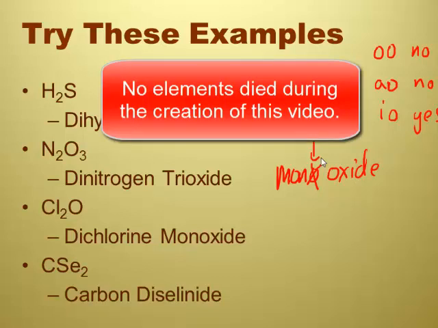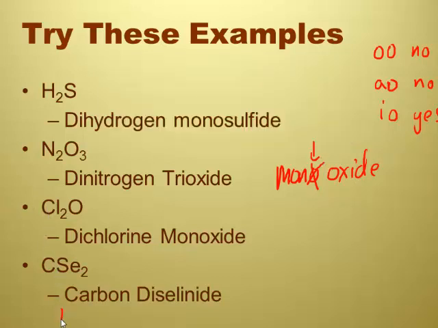And the other reason why I like to tell people that we don't use mono is because sometimes in storerooms people like to put things alphabetically. Just imagine how many chemicals would be on the M shelf. You'd need a bigger boat. You'd need a bigger shelf, that's for sure.